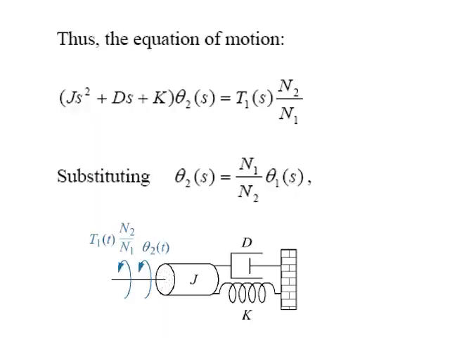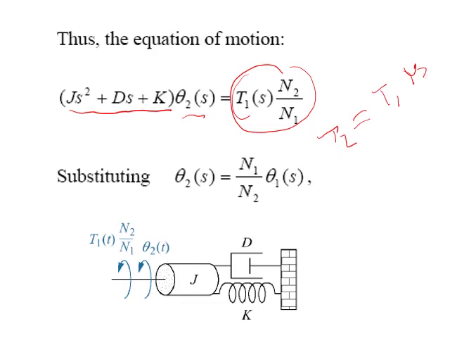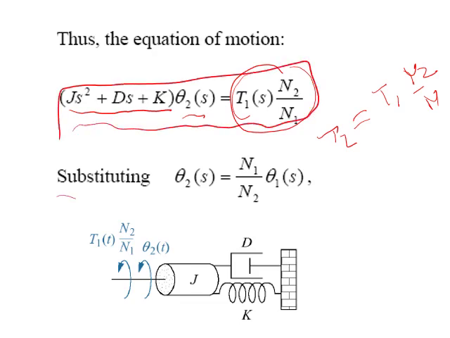Let us develop the equation of motion here. If I develop the equation of motion for the system given earlier, I can say that (Js squared plus Ds plus K) times theta 2 equals T1 times N2 over N1. Remember, earlier we said T2 equals T1 times N2 over N1. So when I bring the torque to the other side, that's how we can put it. Now, if I substitute theta 2 with its quantity by reflection, as I mentioned earlier, it is going to look like N1 over N2 times theta 1.